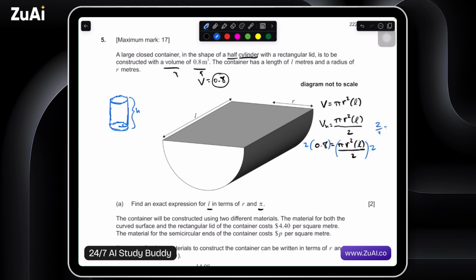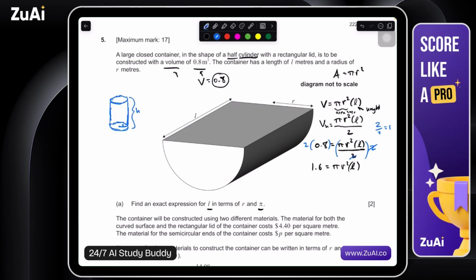2 divided by 2 equals 1, so they cancel out. Now we have 1.6 is equal to pi r squared times L. Remember, pi r squared is just the area of the base. The volume is the area of the base times the height, which, when we have the cylinder on its side, is just our length L. And now the last step to get L all by itself, what do we have?